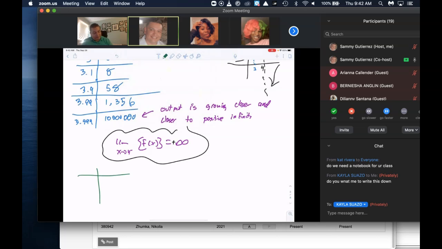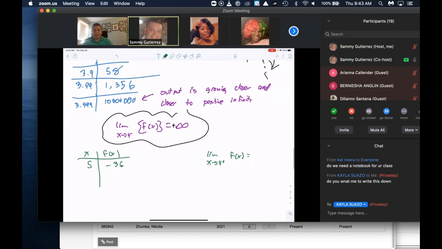If I were to do the same thing from the right-hand side, so I want to know what is the limit as x approaches 4 from the right-hand side of f of x. What number would I start off by plugging in? Look at the number line. You'd pick a number to the right of 4 on the number line. 5. I plug in 5 and I get negative 36. Okay. Next value.